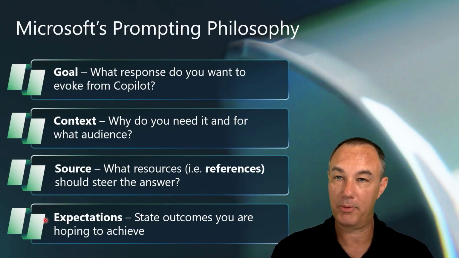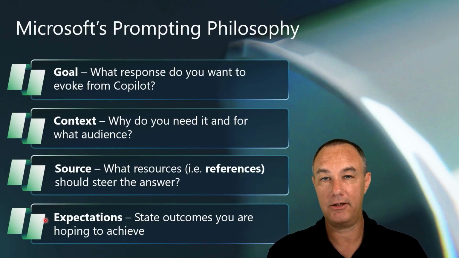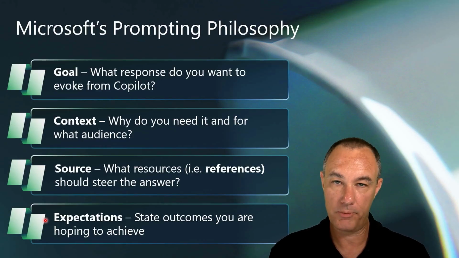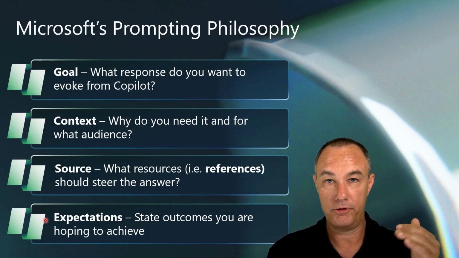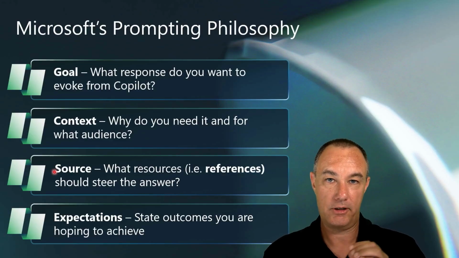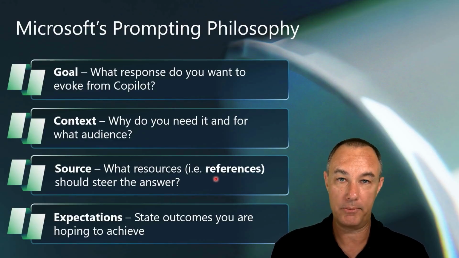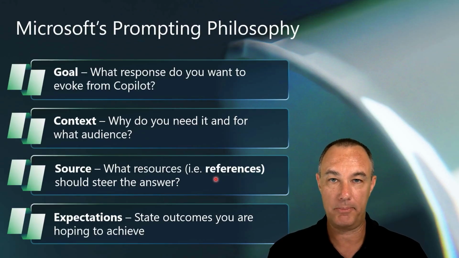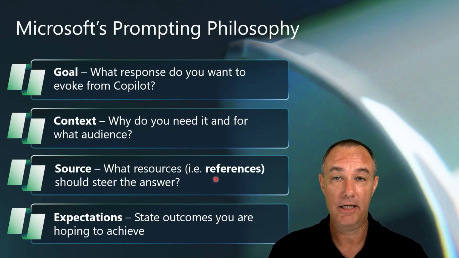And I'm going to skip down to expectations because source is the most important. Expectations. I need this to be 300 words long. I need this to do X, Y, Z. But finally, the referencing capability is the most important. And that is the term I am going to use because that is the capability inside of Copilot that we're going to leverage most heavily today.